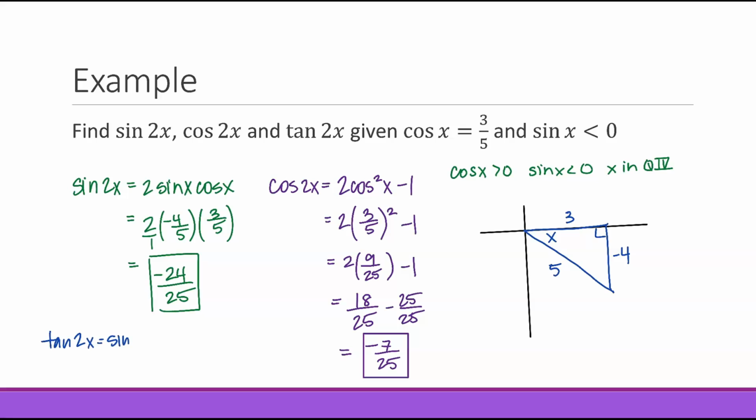Well, that's sine of 2x over cosine 2x, which is negative 24 over 25 over negative 7 over 25. So if I multiply by the reciprocal, the 25s will cancel, the negatives are going to cancel, and we have 24 over 7 as the value of tangent of 2x.